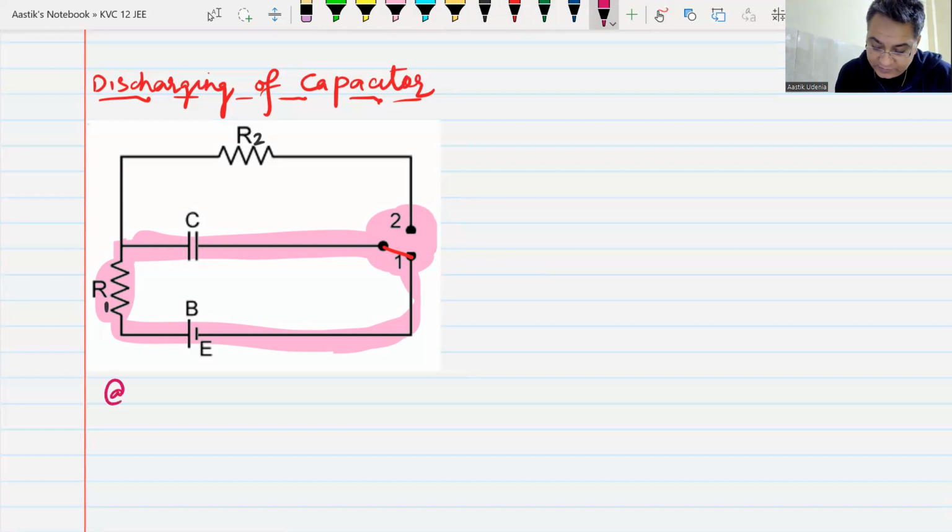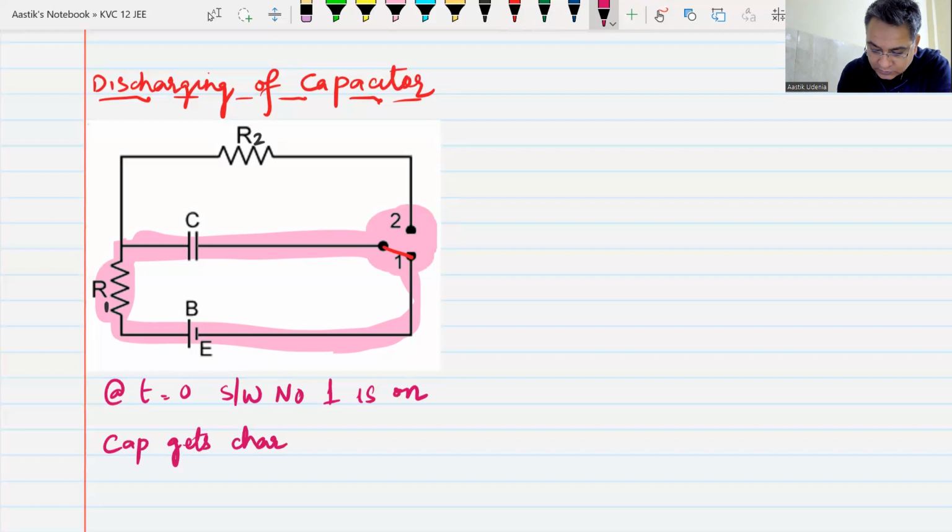At time t equal to 0, switch number 1 is on. It can only connect to one point. It can connect either to point 1 or to point 2. So at time t equal to 0, the switch is switched on. So what will happen? The capacitor gets charged. Do you understand this? Sir. Now the capacitor gets charged, and in this case, what will be the steady state charge on the capacitor?